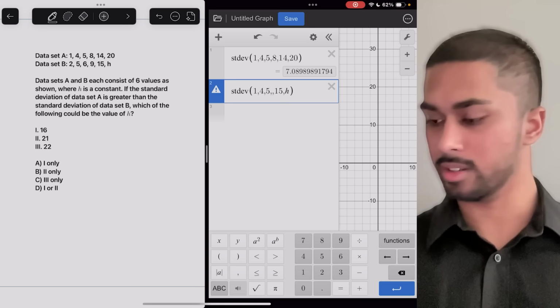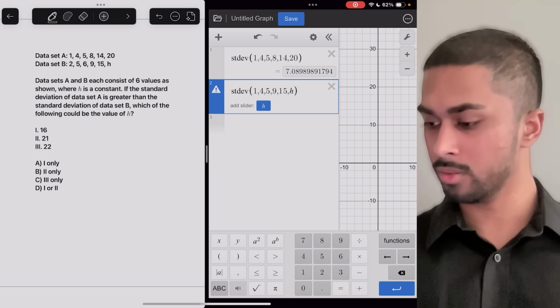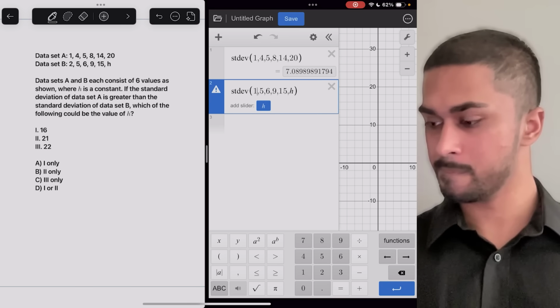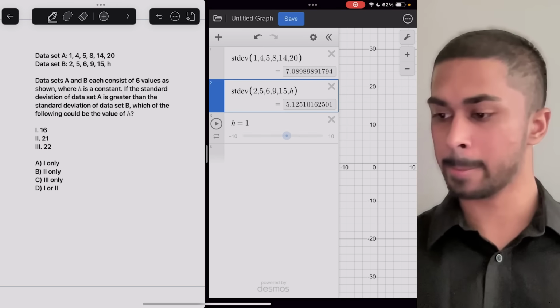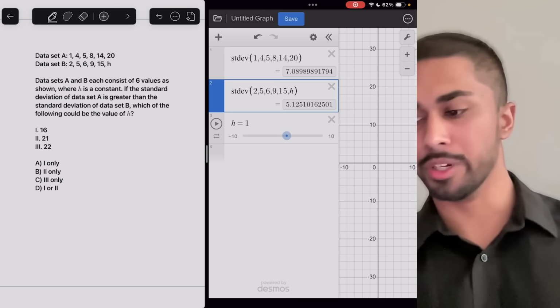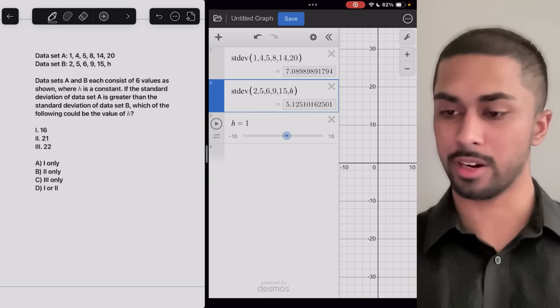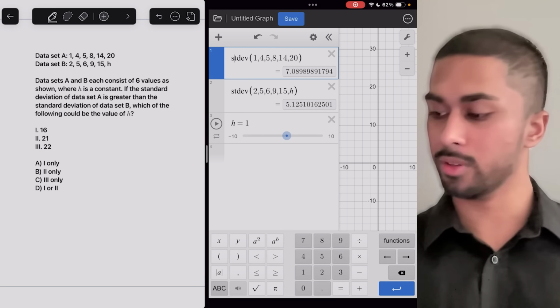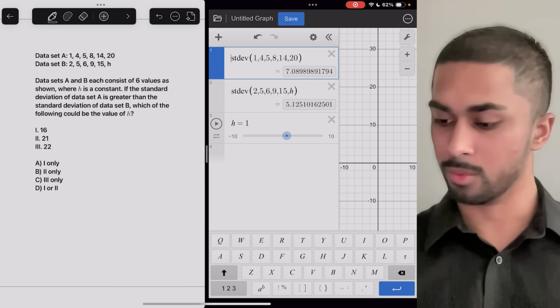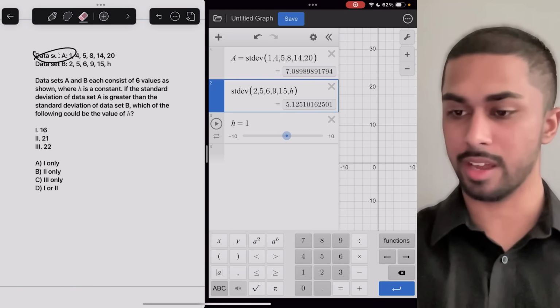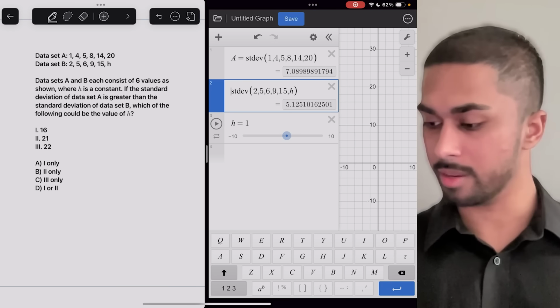You can actually calculate the standard deviation for any set of data. Right. And then we just added a slider for H. Put in these three values for your slider. And before we even do that, let's make it real clear and organized. This is set A, right? Because it says data set A. And then this is going to be data set B.